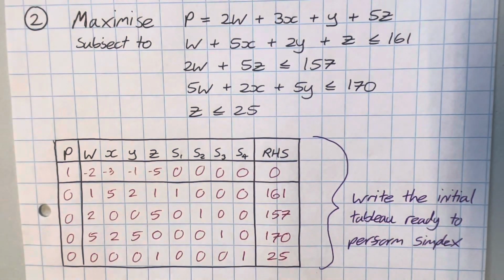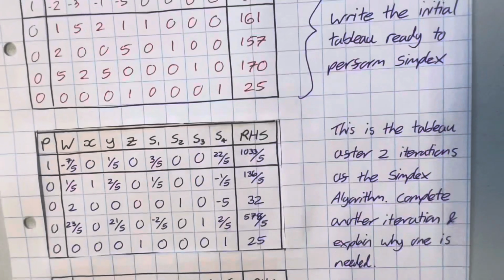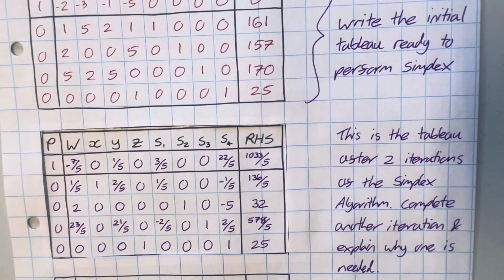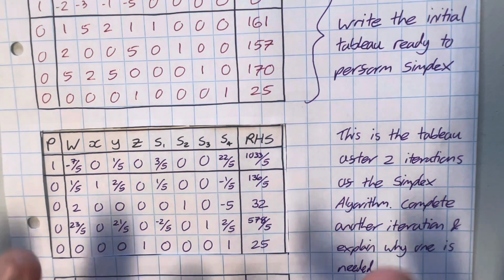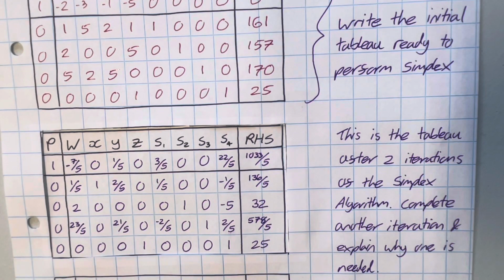So that's the initial tableau for the new program. That might give you 2 or 3 marks in the examination without having to actually perform Simplex. Okay, so at some point in the algorithm, after 2 iterations of the Simplex, we end up with this tableau. So here's our tableau after 2 iterations, and we are asked to complete another iteration, explaining why one is needed.